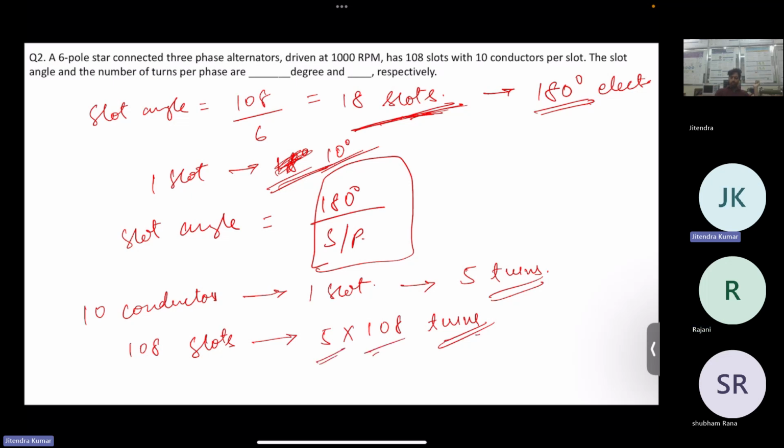So for 3 phase, the total is divided by 3. If you have 3 phase, then divide by 3. This 5 into 108 is the total number of turns, and that will be divided by 3 phases. So that will be 180, the total number of turns per phase. 180 turns per phase.